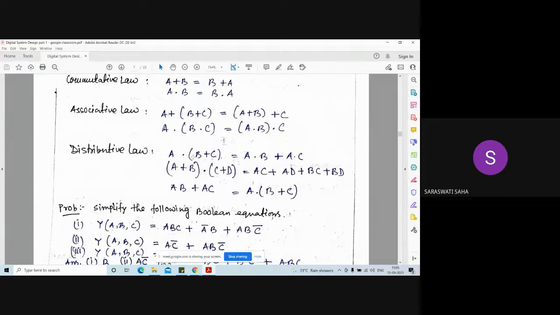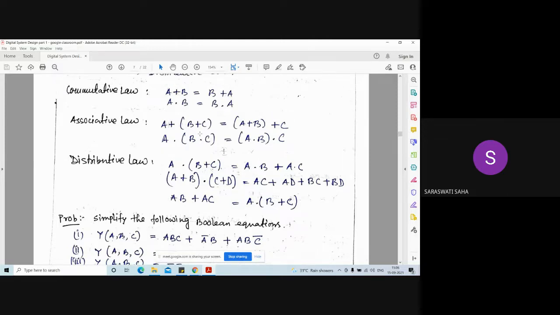In the distributive law, following simple algebra, you should multiply A with B, you will get A dot B. Then A will be multiplied with C, you will get A dot C. So both are same. Here also, A plus B, C plus D, you will get four terms here: AC plus AD plus BC plus BD. And if you have this term AB plus AC, you can take A as a common term and write B plus C. It is the same line written here, but it is on the right hand side, and here on the left hand side. So these three laws we will use for simplifying the Boolean equations.